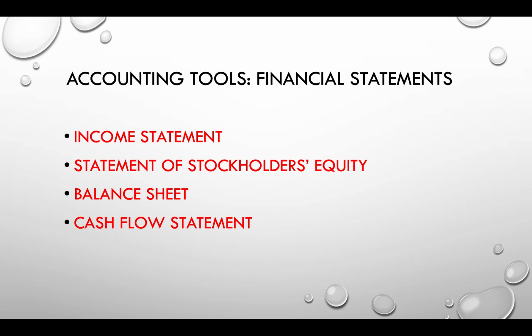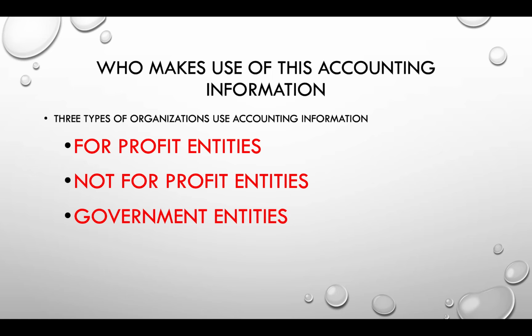And what are the organizations or entities that produce the financial statements or accounting stories? There are three types: for-profit entities like Apple, not-for-profit entities like United Way, governmental entities like the federal government. These three types of entities tell their financial stories by preparing financial statements. So when these stories are created or these financial statements are produced, who uses them? Who are the users of this financial information?